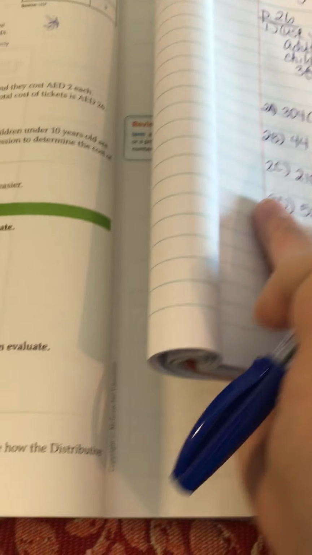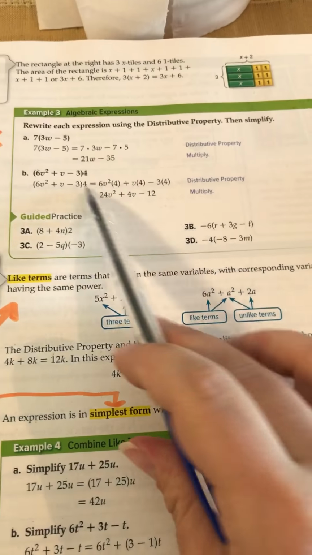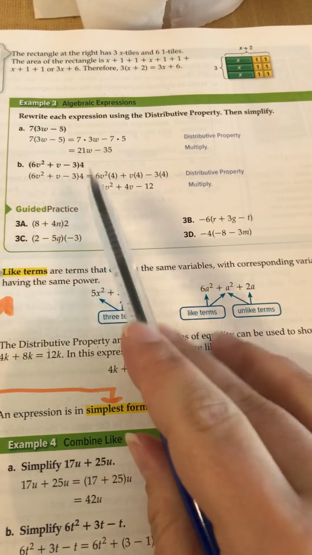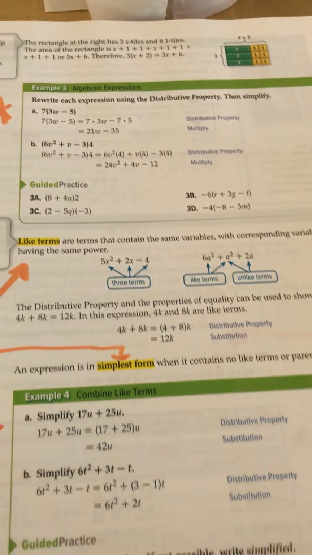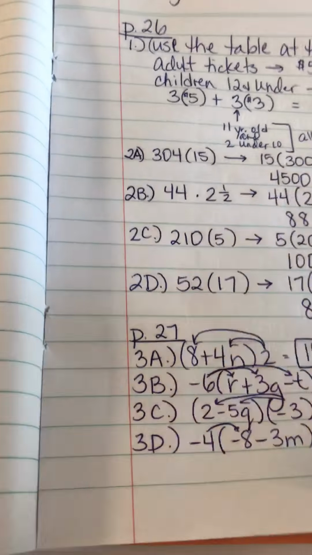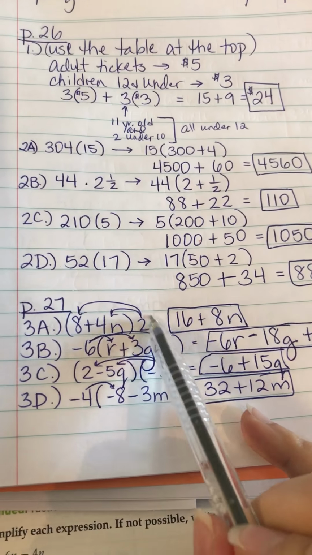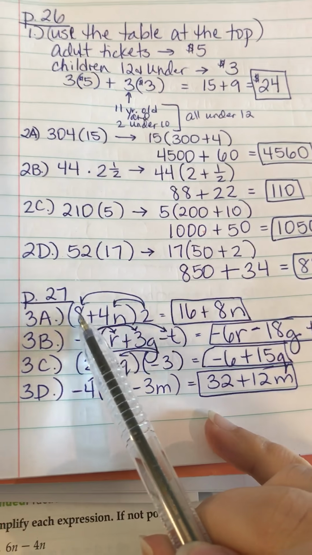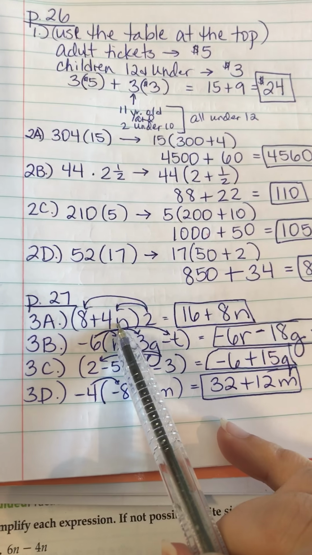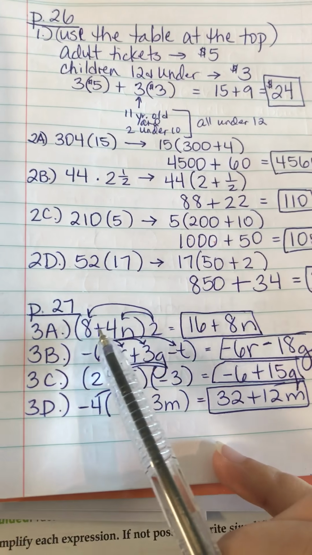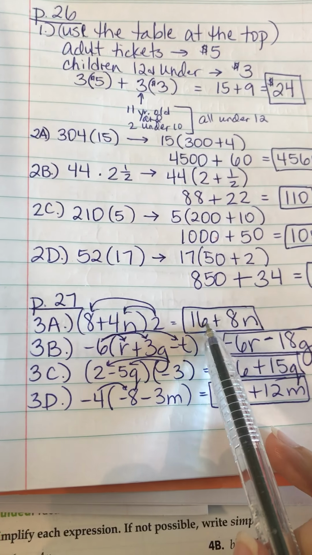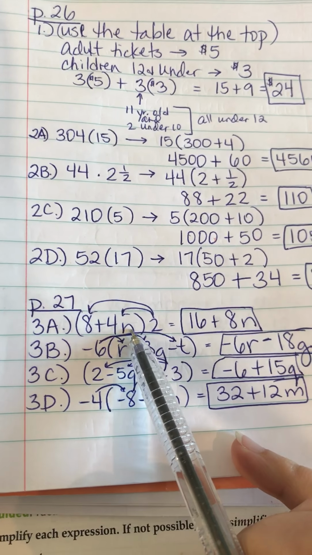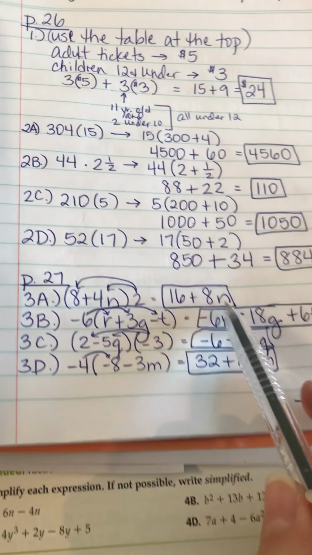All right, example number 3 is actually using the distributive property. This is probably going to be your most important in this section. When we use the distributive property, we multiply the outside number by both terms inside the parentheses. So this was 2 multiplied by 8, which is 16. 2 multiplied by 4n gives me 8n.